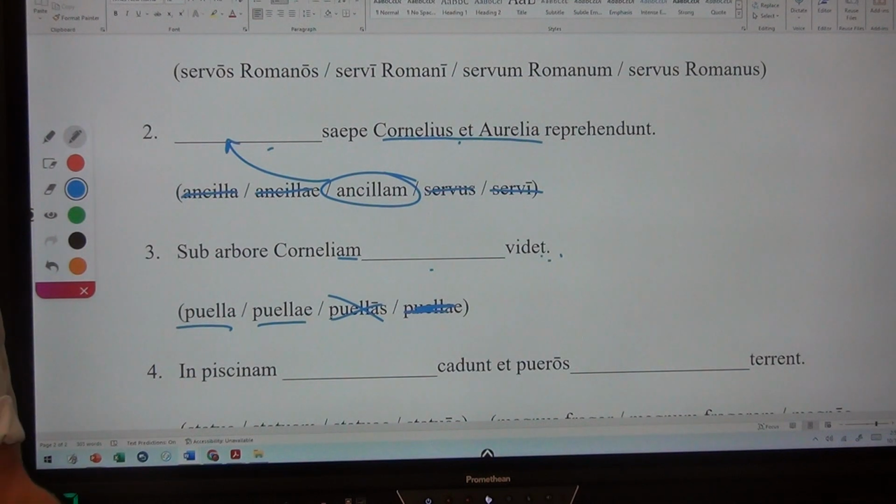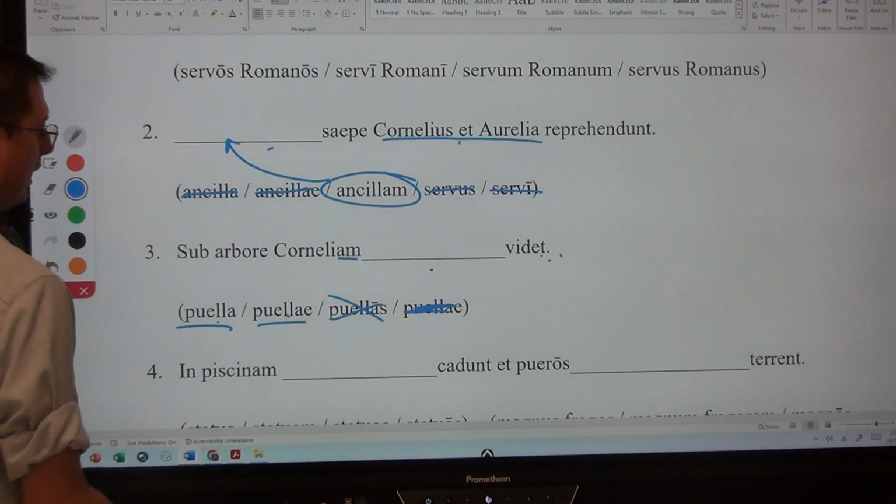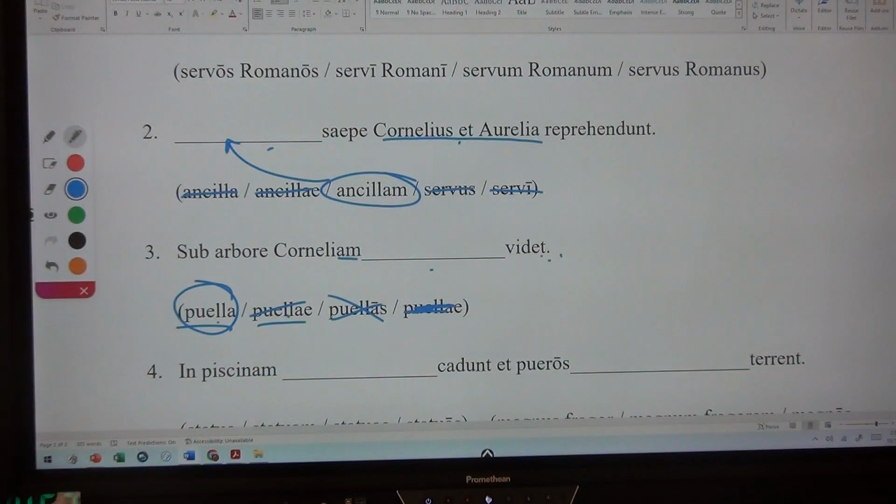Well, look at subject-verb agreement. That is a he, she, or it. That is a they. And so puellae is the way to go in that one.